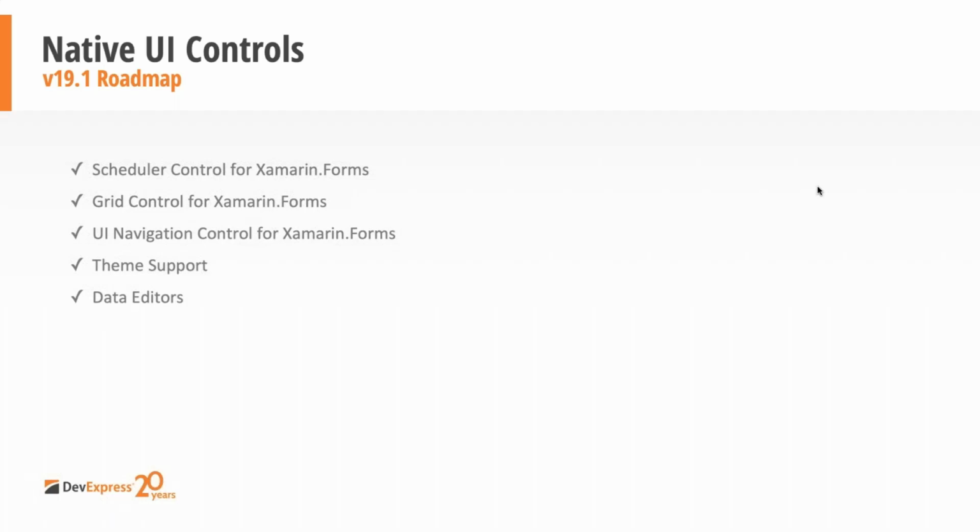Excellent. Next on the list, we've got the UI navigation control, which is a tab view and a side menu. We're looking to add theme support to all of the native controls. So not necessarily just light and dark, but I'm not going to expand any further than that because otherwise I'll upset the team again. And then finally, we're talking data editors. So text edit, mask editor, date editor, checkboxes, combo boxes, the usual necessity of collecting data from your user.